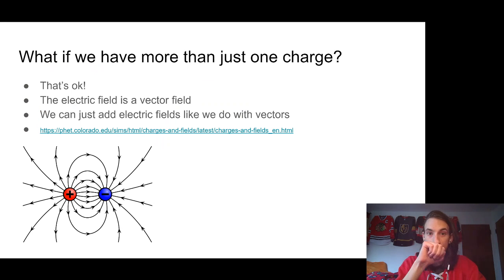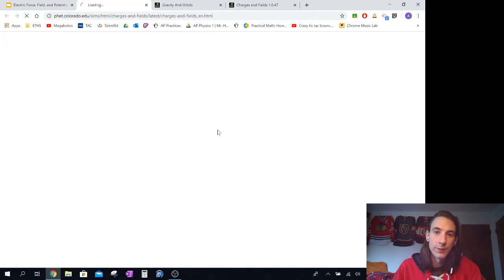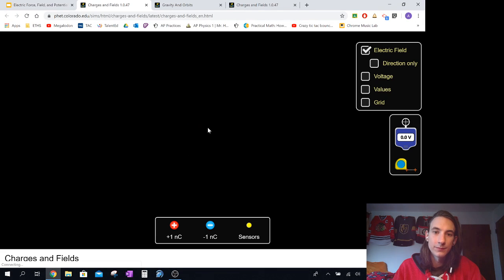All right, so then what if we have more than just one charge? That's totally okay. The electric field is a vector field, and we said that we can add vectors. We've done a bunch of stuff with vectors before, whether it was forces or velocities or momentums. We know how to do it. We add vectors based on the dimensions. We add the horizontal components and the vertical components, and then use the Pythagorean theorem to add up vectors.